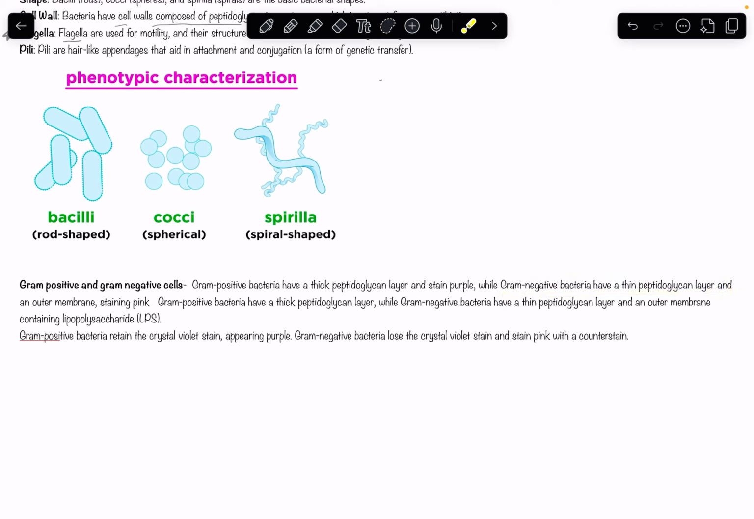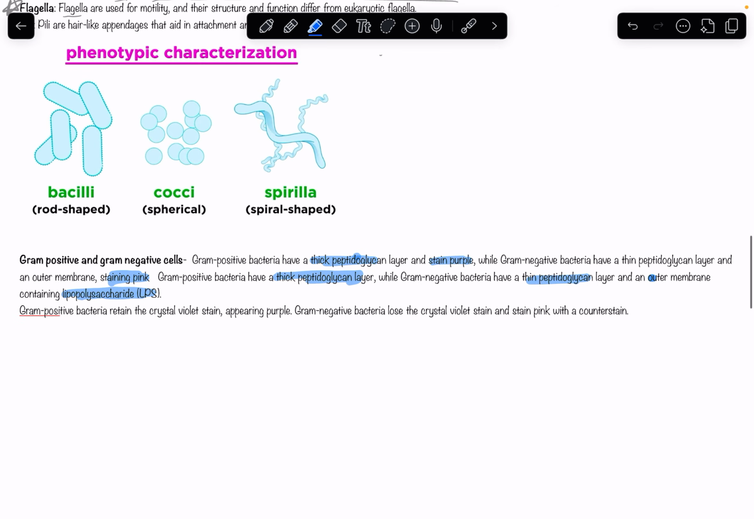You need to know that gram-positives stain purple. Gram-negatives stain pink. Gram-positive has a thick layer, while gram-negative has a thin layer, right? And the outer membrane of a gram-negative contains what we call a lipopolysaccharide. So that's the main difference: gram-positive, thick peptidoglycan wall; gram-negative, lipopolysaccharides.